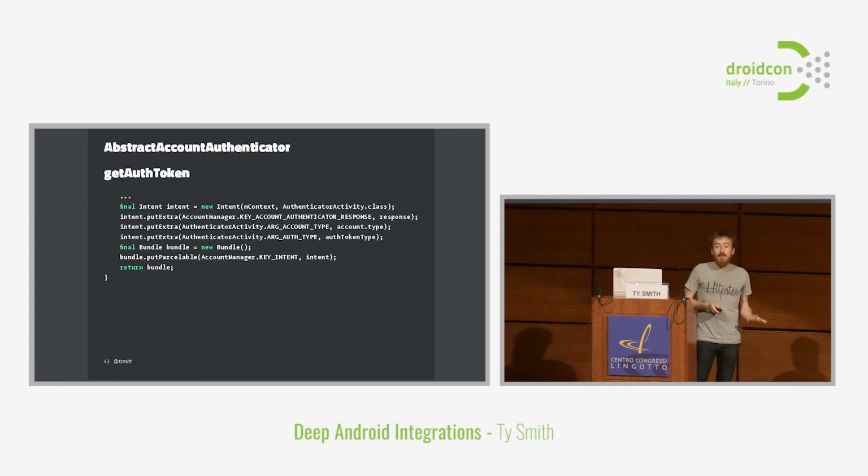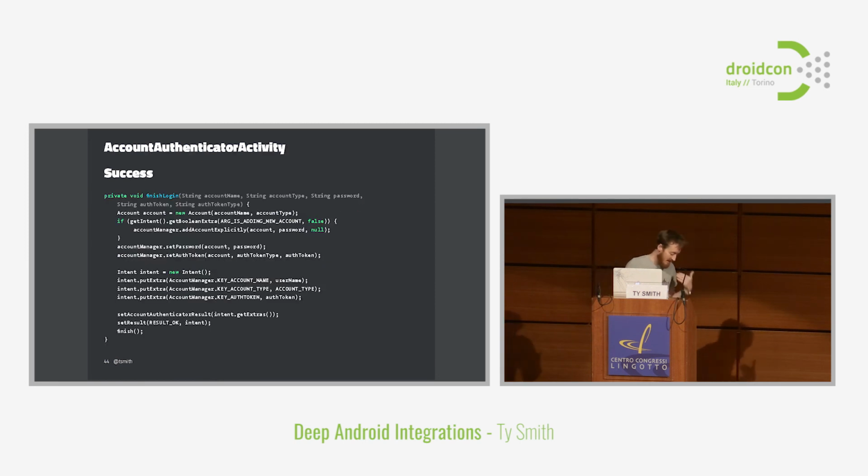Now, if we're adding a new account, each application will have its own custom authentication flow, but at the end, it needs to explicitly set that information into the account manager so that it can be used by other apps. Once we're done, we populate the intent with all those extras, and the account manager can read those. And then we call set result, and we call finish, and it hands it over.